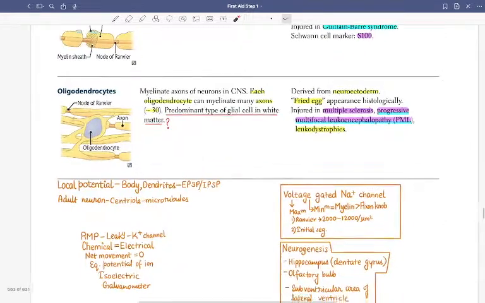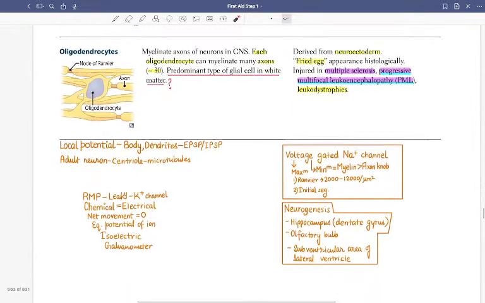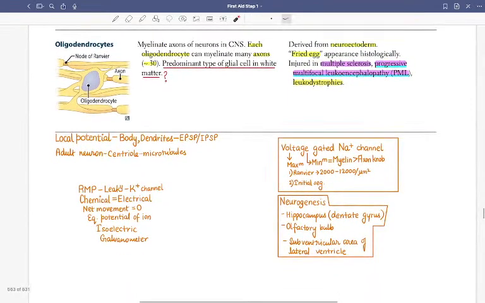All right, next is oligodendrocytes. This is important, especially which of the diseases injure them, that part is important. With oligodendrocytes, you firstly have node of Ranvier, this is all fine. Just remember this much: they myelinate as many as more than approximately 30, predominantly. The rest is not required.